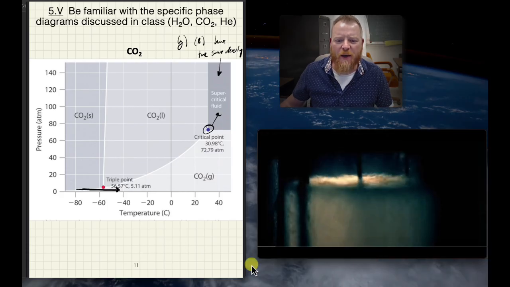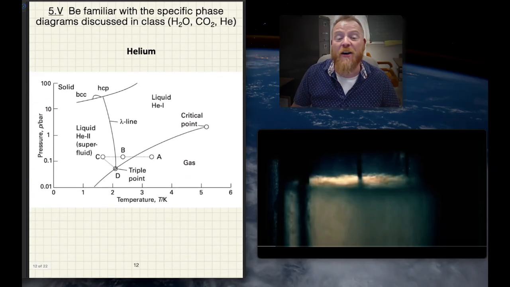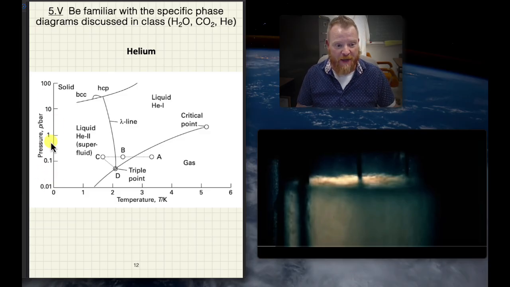Okay, and then I've got another little video here for the next phase diagram that I want to talk about, which is that of helium. Okay, so we can see here, this is another large scale on our y-axis, so that's definitely a log scale. You can see it going up by powers of 10.